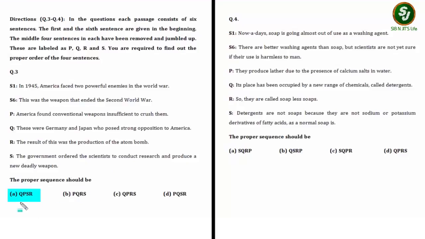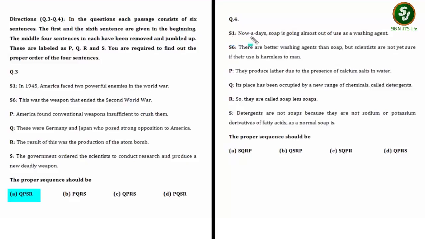So this is the correct sequence: Q, P, S, R, and the last statement is already arranged. That is, this was the weapon that ended the Second World War. So I hope this paragraph is clear to y'all and how we have arranged the sentences. Let's try to solve another paragraph so that we can become more clear about this concept.